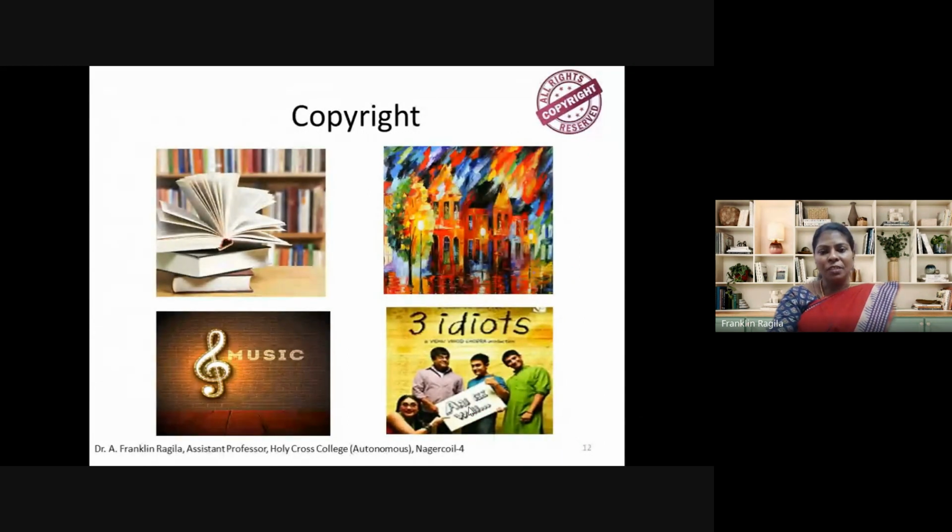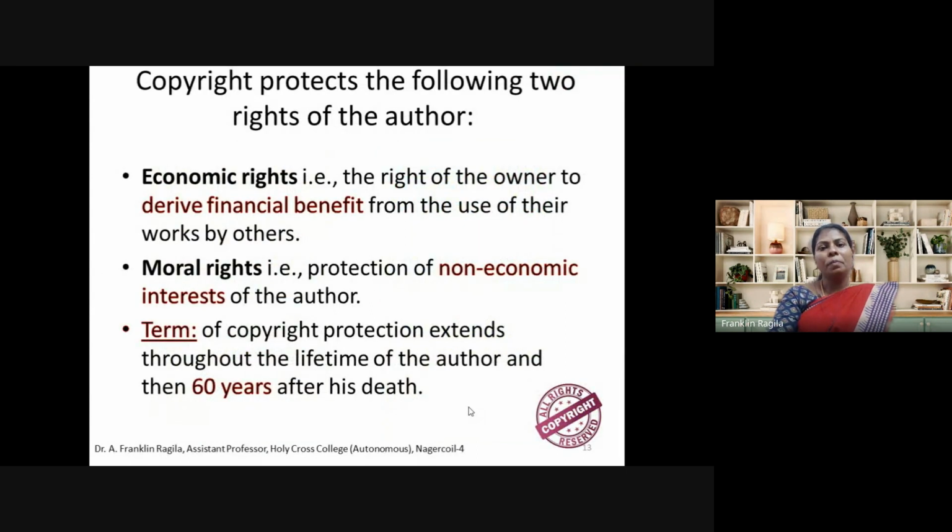And here I have given some pictures in which you can get copyright. For books, you can get copyright, artistic work, for music, for cinemas, etc. And copyright protects the following two rights of the author. So one is economic rights and another one is moral rights. Economic rights talk about the right of the owner to derive financial benefit out of his own creation.